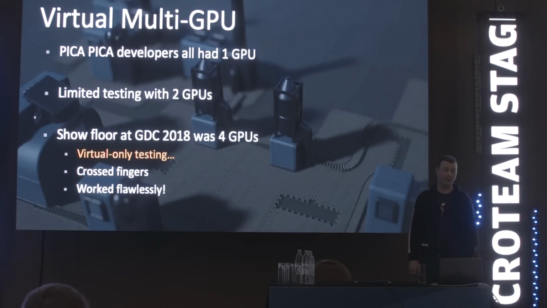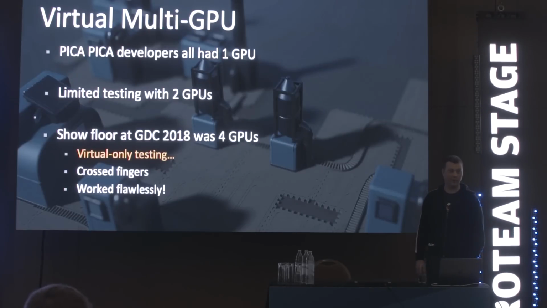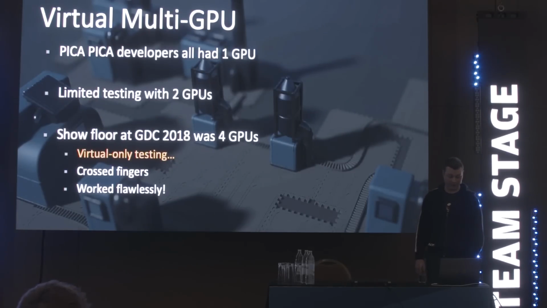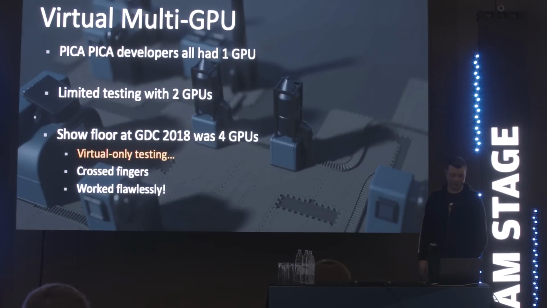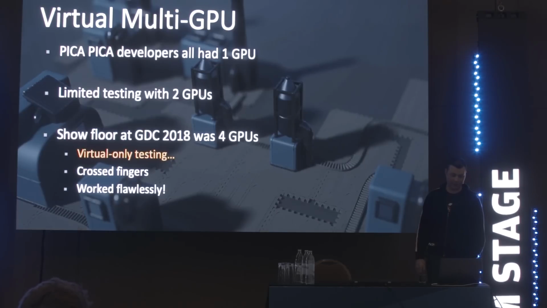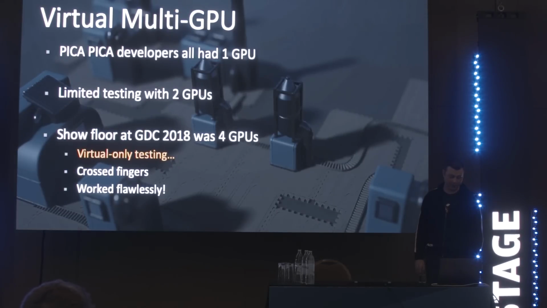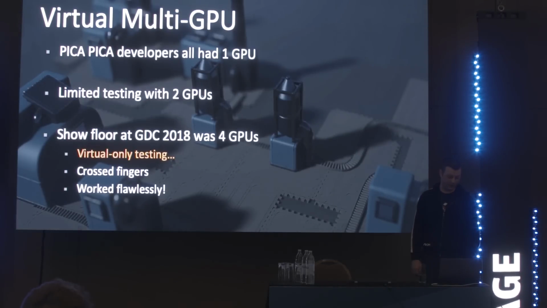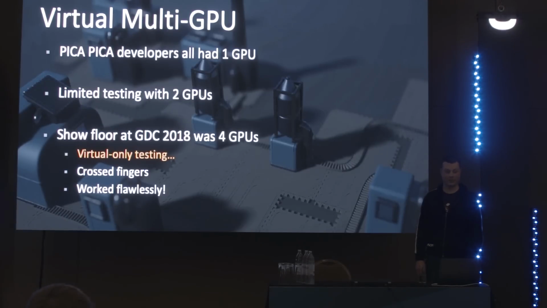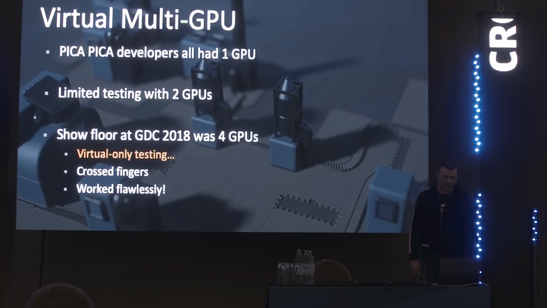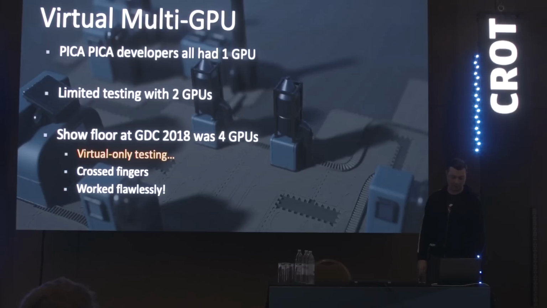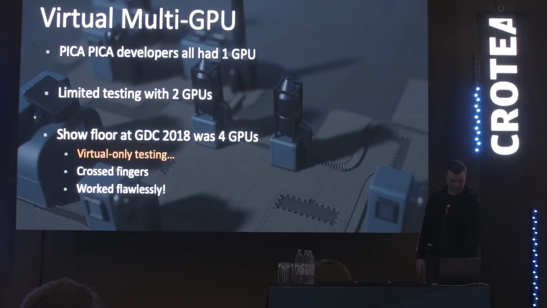And there's a fun story around this stuff. For Pika Pika, all developers only had a single GPU, and there was very limited testing with 2 GPUs. The show floor at GDC was a machine with 4 GPUs, a configuration we'd only ever tested using virtual mGPU. We crossed our fingers and hoped we didn't make a horrible mistake by relying on this exclusively for testing. The demo worked flawlessly on the first try with the actual hardware and gave us the wall time improvements we estimated.